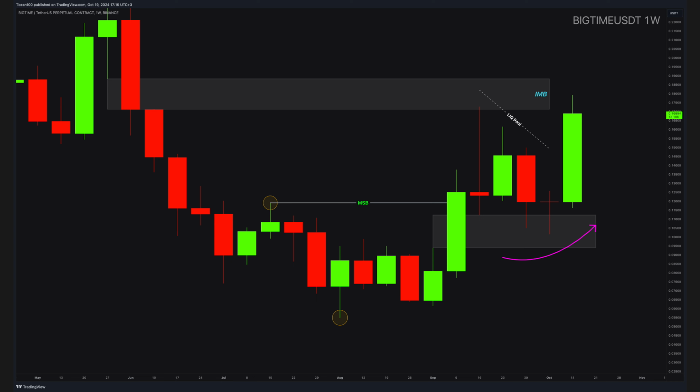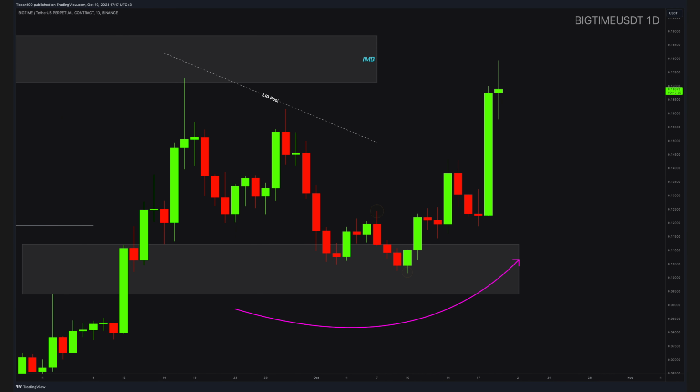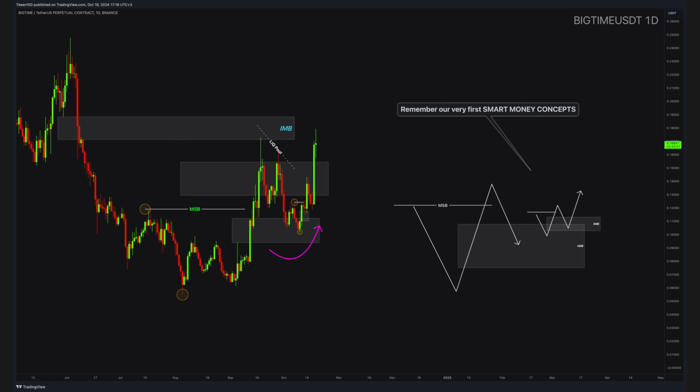Okay, all this great. How about the daily chart? In the daily, notice what happens. The same thing happening one more time. Swing points, market structure break, and the imbalance. What you see here, what I teach you in the free trading course. This was actually our very first basic lesson.